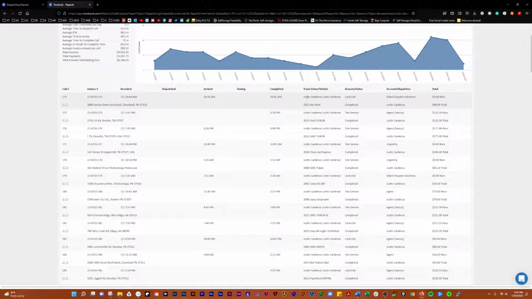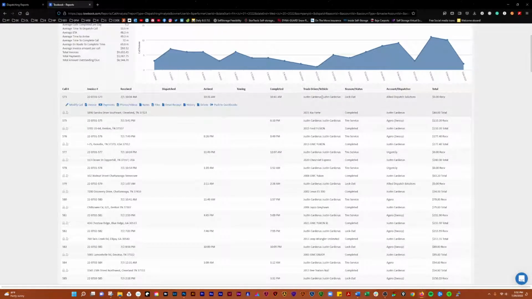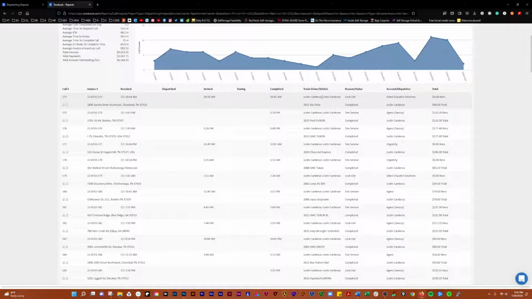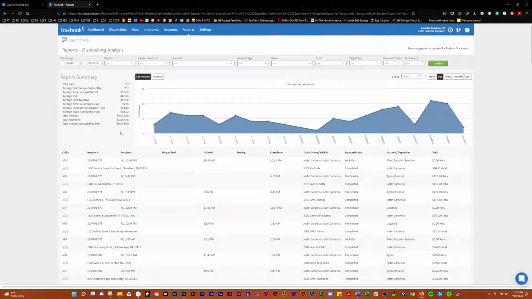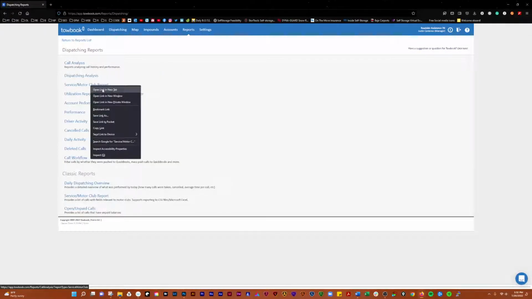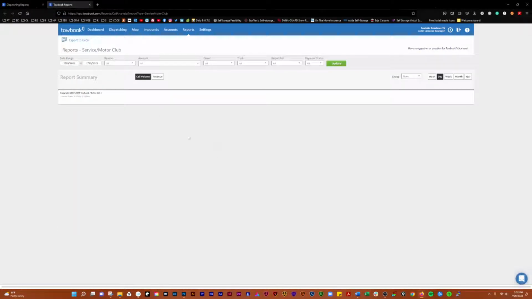You can see the driver, vehicle. So we know that this one here was Justin, and he went on a call for Miss on Sandra Drive, Kia. Received revenue kind of gives you an idea of where you're at overall, gives you that same overlook as far as the dollars go. You can break down reports by motor clubs, reports by service or motor clubs. We'll look at one of those.